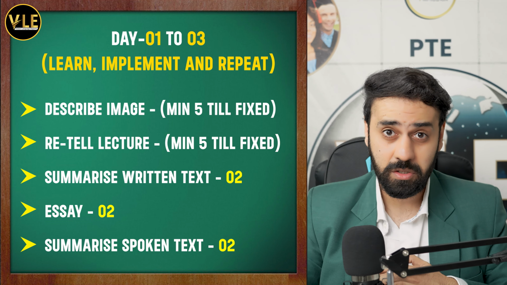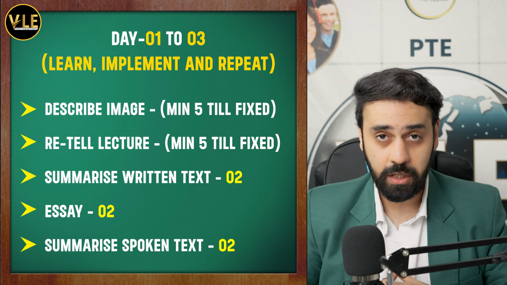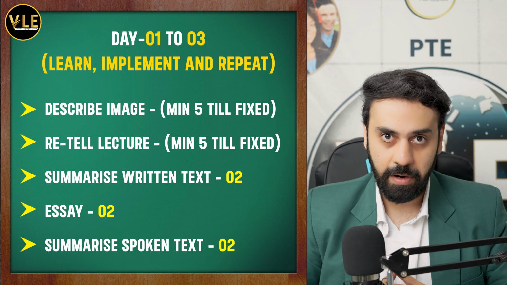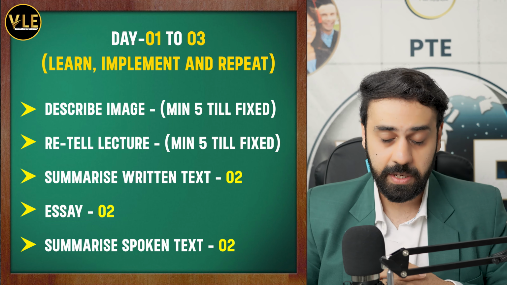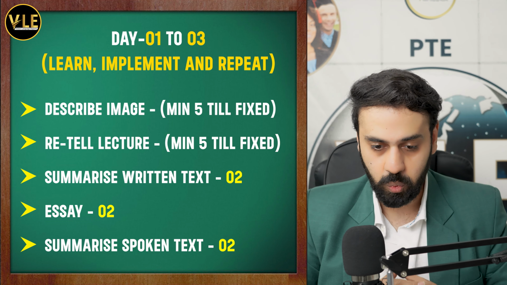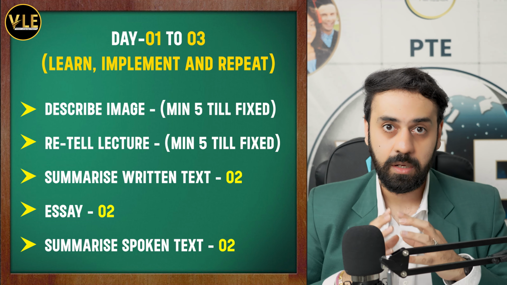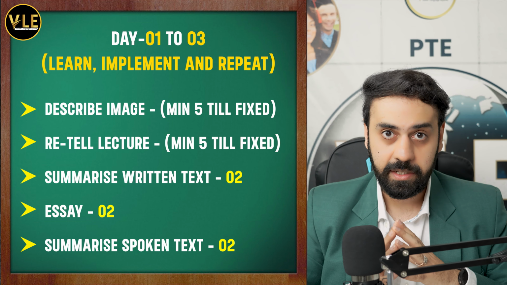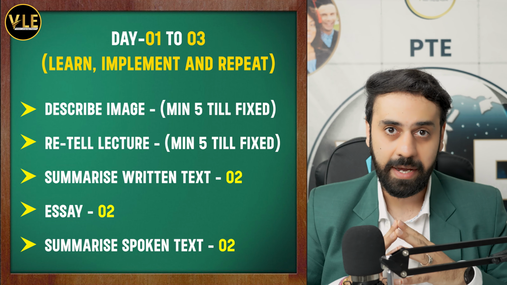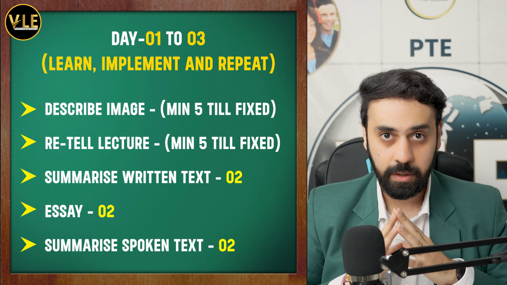So until you're getting the desired scores, which is at least 14 out of 15, do not stop. Same thing you have to do with read a lecture. Minimum 5 until fixed. And then summarize written text 2, followed by essay 2 and summarize spoken text as well. Again, the process is very simple. Memorize the template, revise it, practice it and repeat the process. Your job is to revise, memorize the template without any spelling or grammar error.